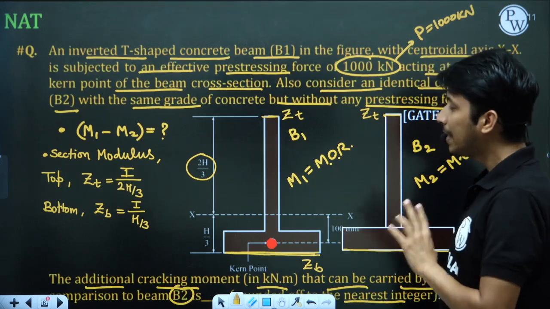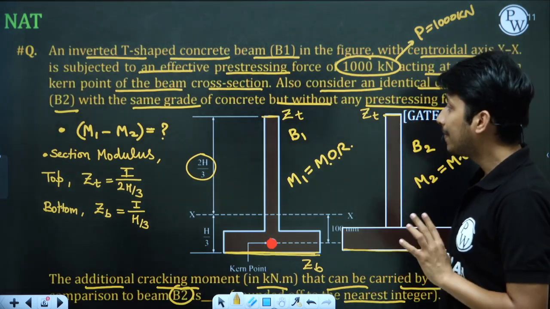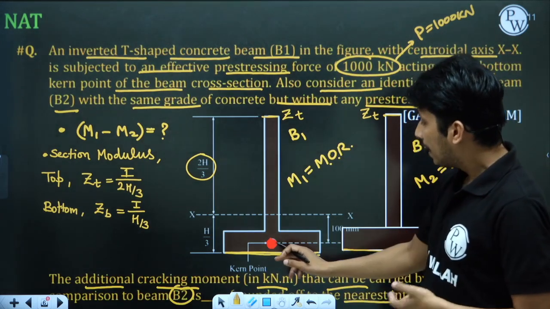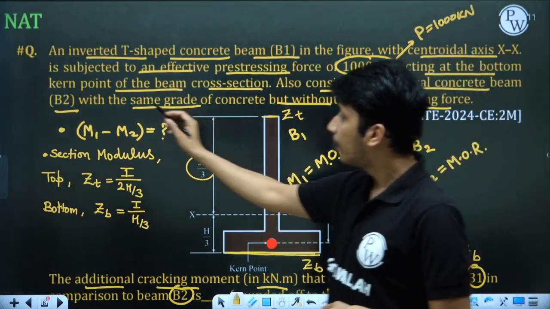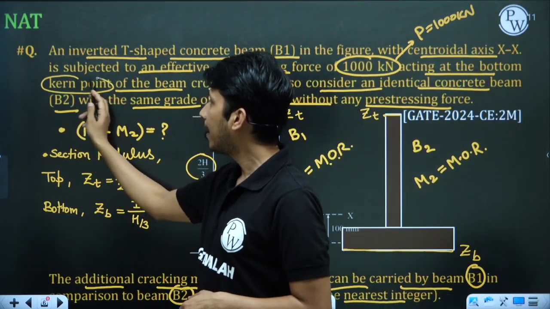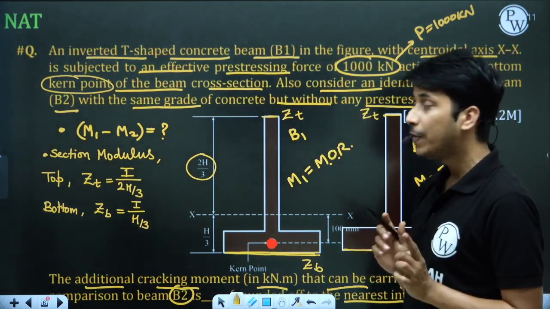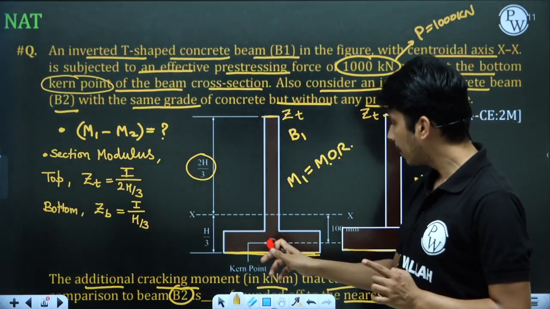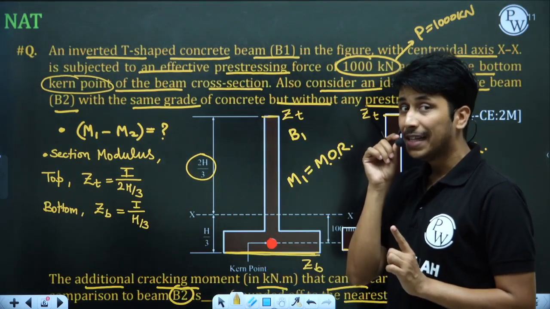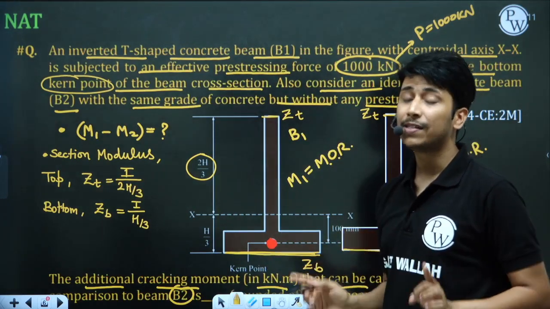Second thing, one statement is given here. The statement is that the pre-stressing is at the Kern point. What is the Kern point? Kern point is that point where, if we apply the compressive force, meaning the pre-stressing force, there will be no tensile stress at the top.